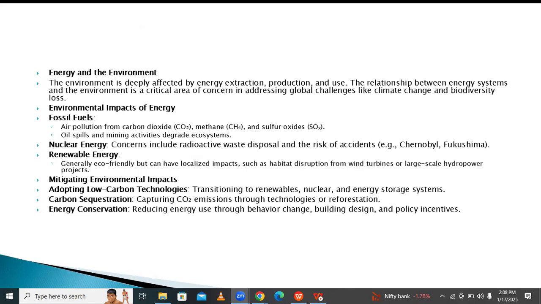So there is an interlinking, that is the relation between energy and environment. By using non-renewable sources, we can generate a high amount of energy, but it is affecting the environment. That is the major problem.